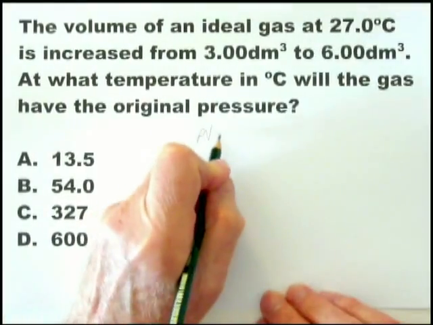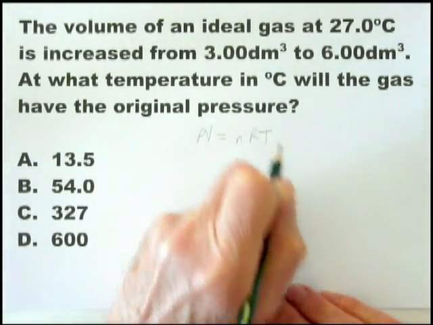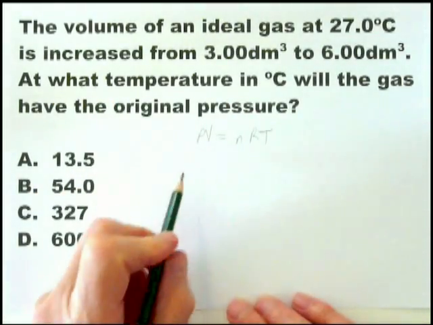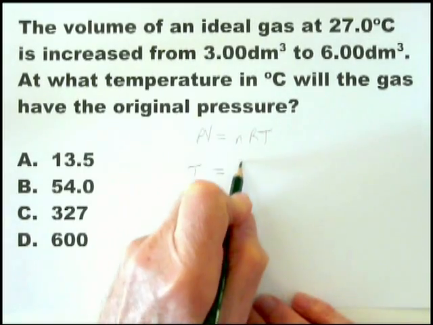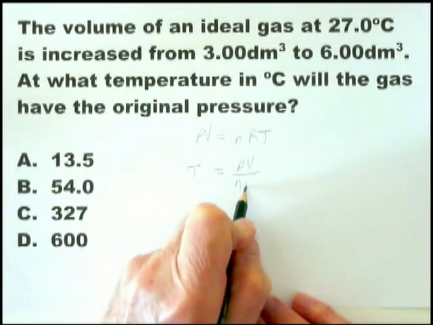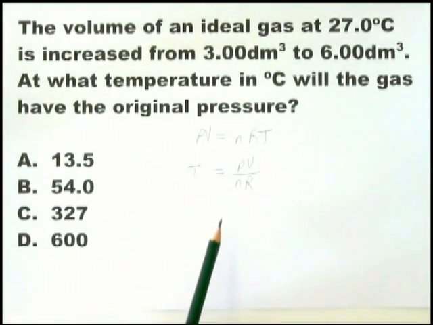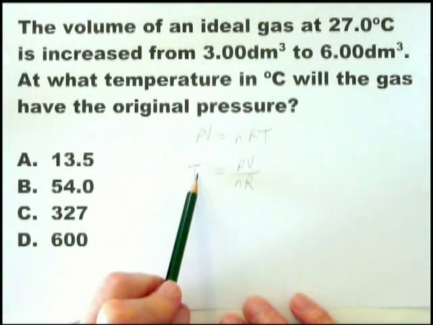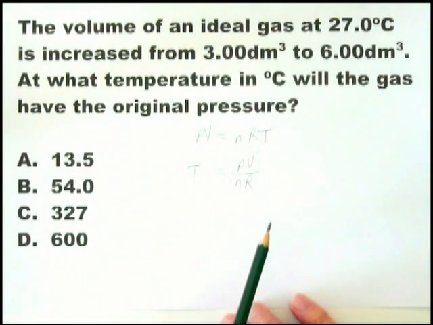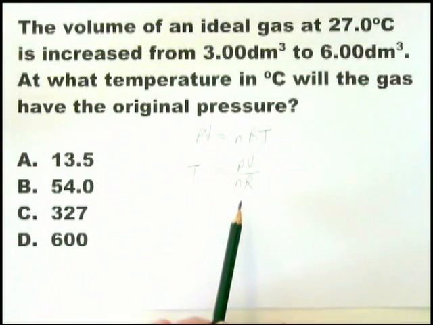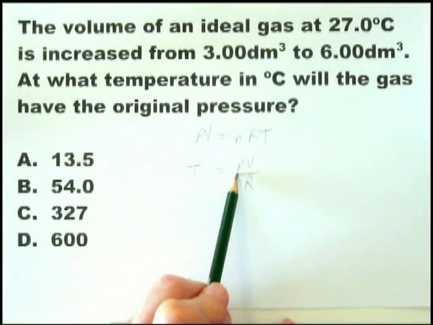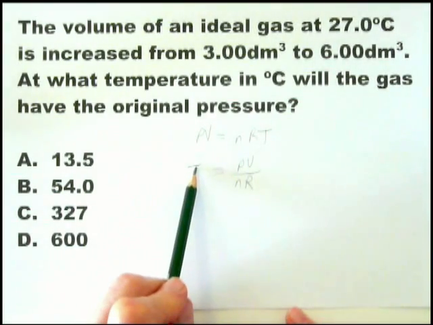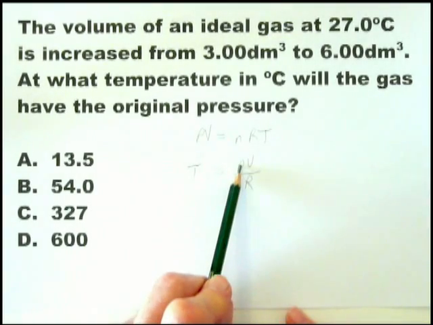Once again, then PV equals nRT, and they're asking for at what temperature. Right, so we've got T equals PV over nR. So the volume is doubled, therefore the temperature will double. And that is the only way to get P constant. If you've doubled the volume, you've got to double the temperature to get P a constant.